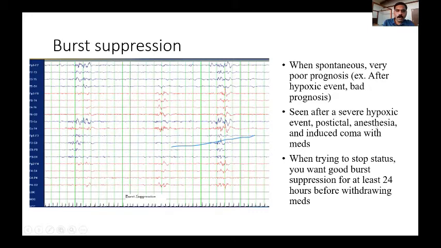Whenever we have a child in status and we try to use anesthetic drugs, this is the endpoint we are looking for. We expect the EEG to show the suppression pattern for at least 24 hours before we start withdrawing the anesthetic drugs. In this burst suppression pattern, the suppression part should have activity of less than 10 microvolt. Then we call it burst suppression pattern.